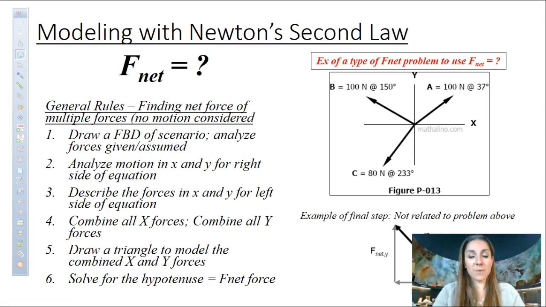Now, you're probably like, oh my goodness, you just said all this stuff. So in the next video, I'll model this specifically. I'm not going to say all this as I do it, but this is the process. This is how I'm thinking as I do a net force problem. So in the next video, I'll do that.